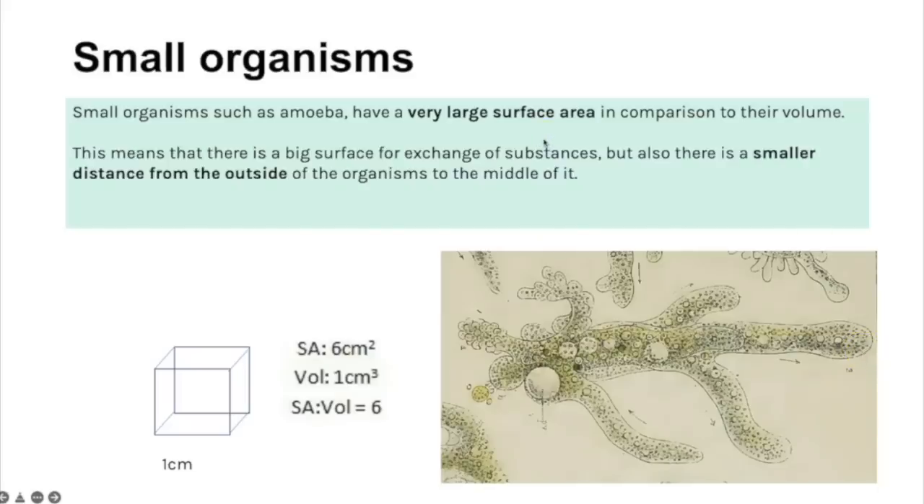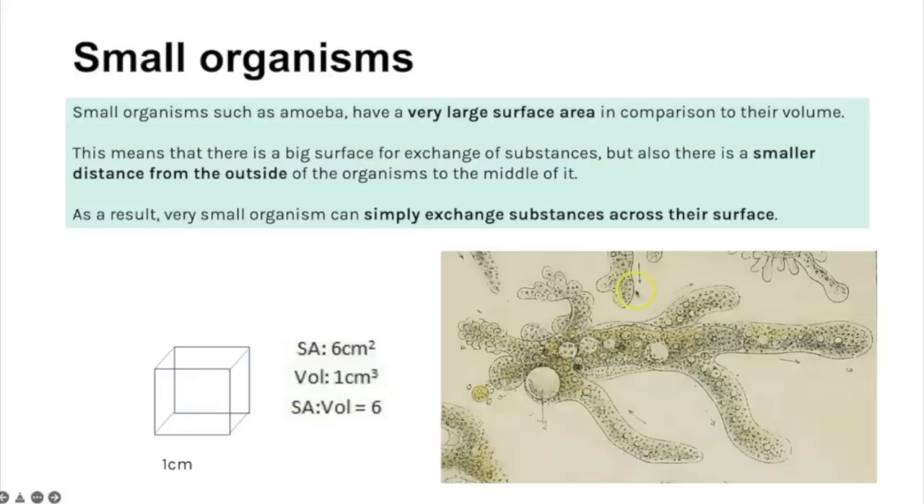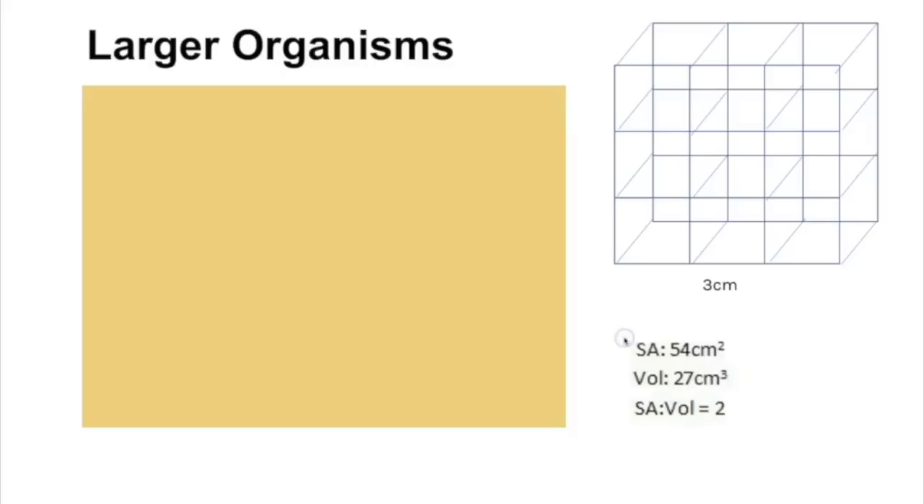And that means that they don't have to have any additional special adaptations to meet their needs in terms of transport across their surface. They can just diffuse gases across their surface, and because they've got such a large surface area compared to their volume, they'll be able to get enough gases in and out to meet their metabolic needs.